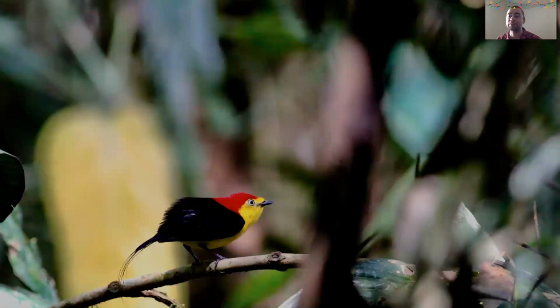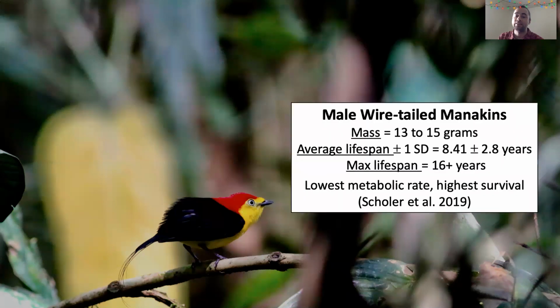And the wire-tailed manakin has been the subject of a long-term study initiated by Brent Ryder that has occurred in northeastern Ecuador. And one of the things we know from this long-term data set is that wire-tailed manakins have an exceptional lifespan for their size. And so they're about the size of a chicken egg, but their average lifespan is almost 9 years. And their maximum lifespan, we don't even know what it is because the oldest individuals in the population are still alive. Okay, so we're at 16, so it's somewhere over 16.